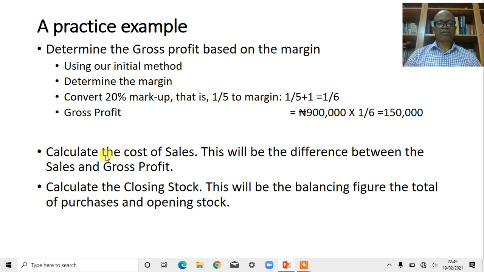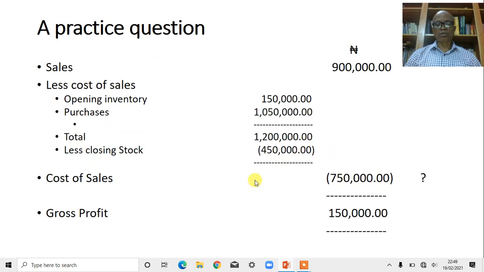With that, we'll be able to calculate the cost of sales, which will be the difference between the sales and the gross profit. Then we'll be able to calculate the closing stock, which will be the balancing figure between the total of purchases and opening stock. So let's look at the solution, next slide.